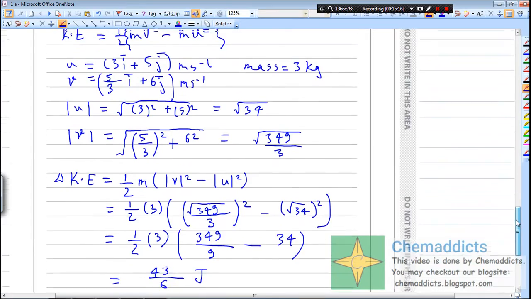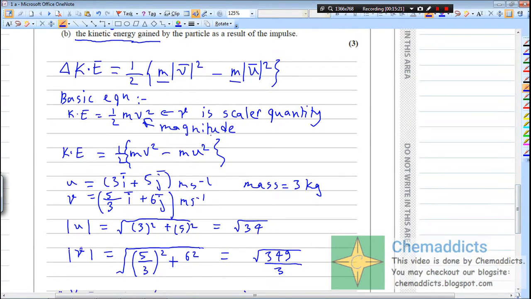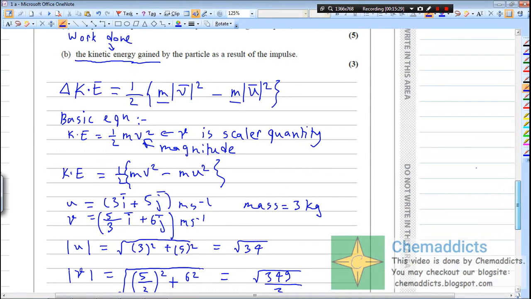Okay, so now let us discuss. I hope that you have understood the question as well as the solution. Now let us discuss the mark distribution for this question. The total mark for this question is 3.